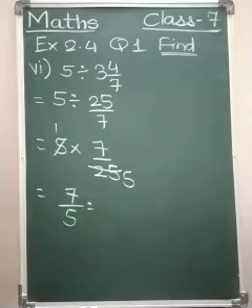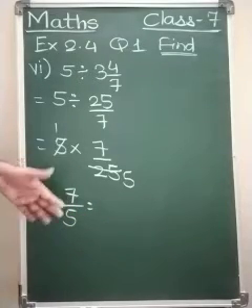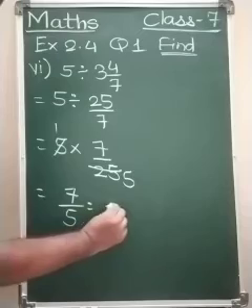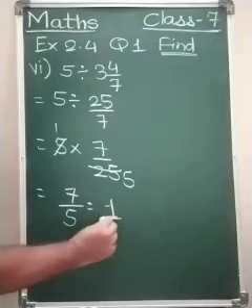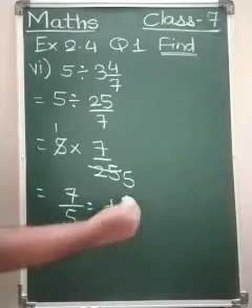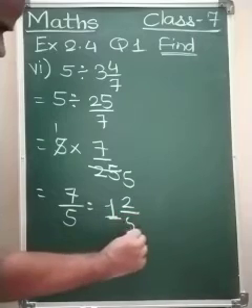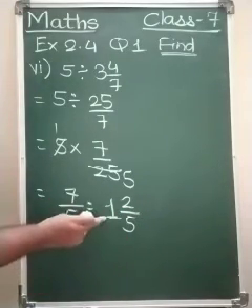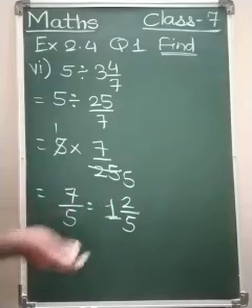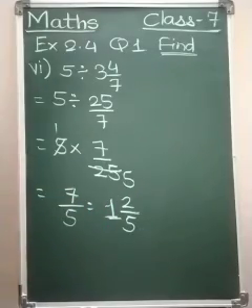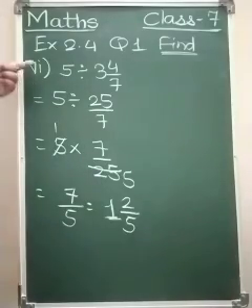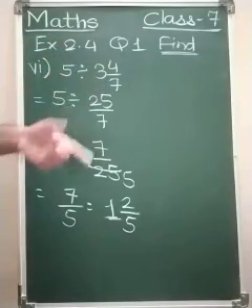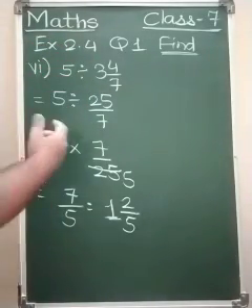Again an improper fraction. Orally I will do it for you. 5 ones are 5, so 1 is the quotient. Out of 7, 5 is gone, so 2 is the remainder upon 5. 1 2 upon 5 will be our answer. So 5 ones are 5 plus 2, 7. 7 upon 5 is the answer. Okay. So here we stop with exercise 2.4 question number 1. Very soon we will go to question number 2.